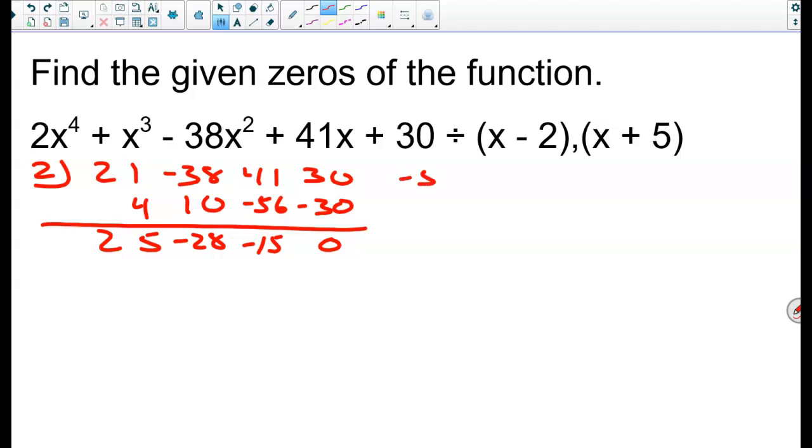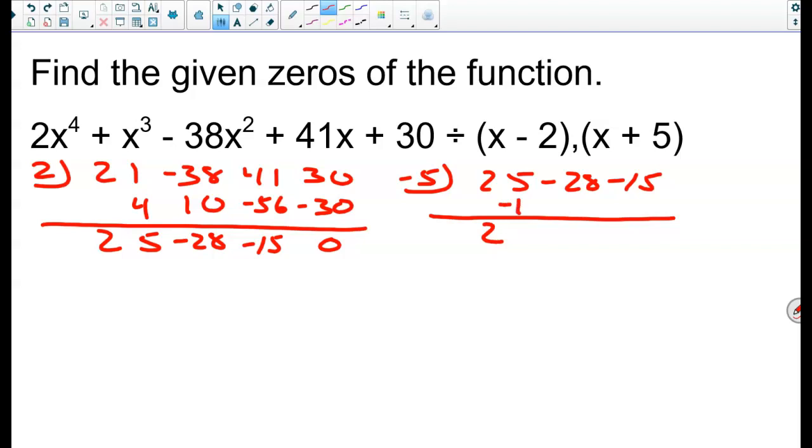Now I put the negative 5 in the box with the depressed equation. 2, 5, negative 28, and negative 15. Drop the 2, we get negative 10. Negative 5. Negative 5 times negative 5 is 25. We get negative 3. Negative 3 times negative 5 is 15, and we get 0. 2x squared minus 5x minus 3.